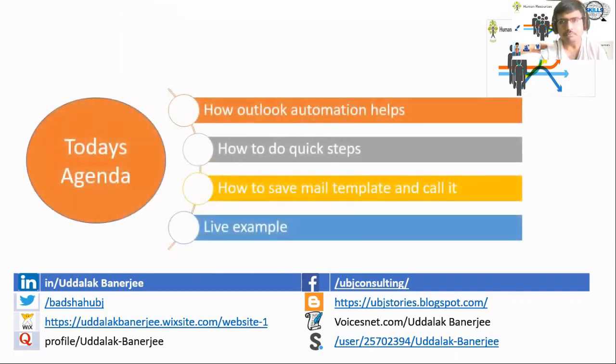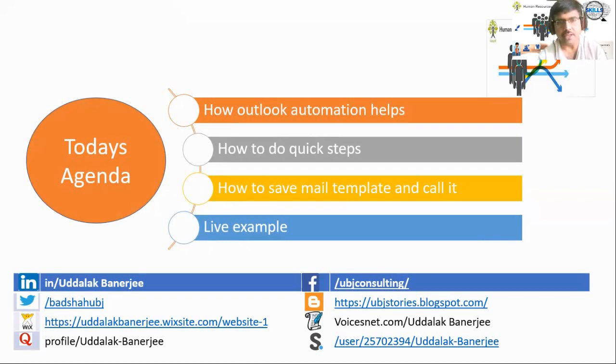So basically today's agenda, if you break it down, is about how Outlook automation helps, and how to do quick steps. Quick step is one of the things which will be touched upon in this video, which you can use as a process to fasten your work as well as do it more accurately.